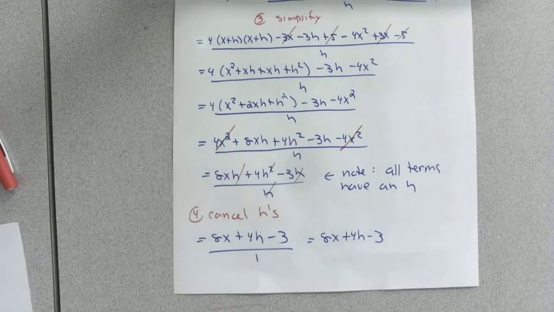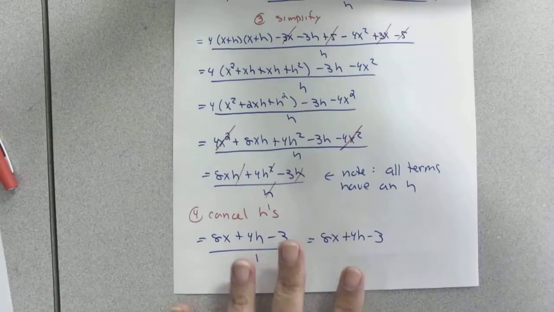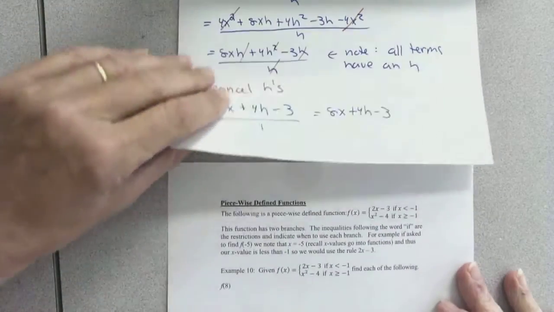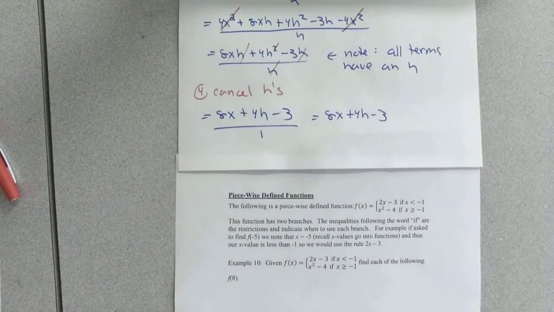Okay, on to the last topic in this section. Piecewise defined functions. The following is a piecewise defined function. F of x equals 2x minus 3 if x is less than -1, x squared minus 4 if x is greater than or equal to -1. The function has two branches. The inequalities that follow the word if are called the restrictions and indicate when to use each branch.